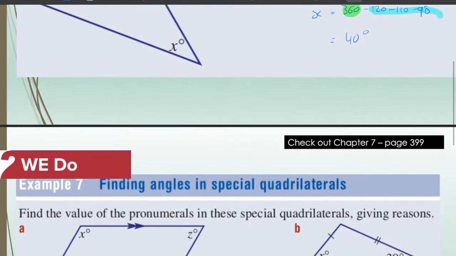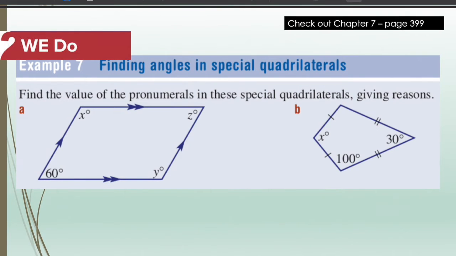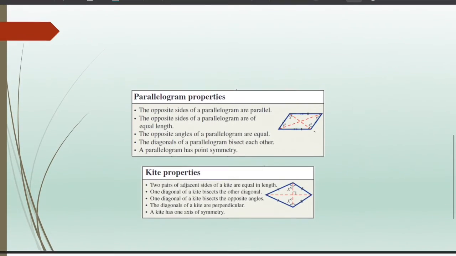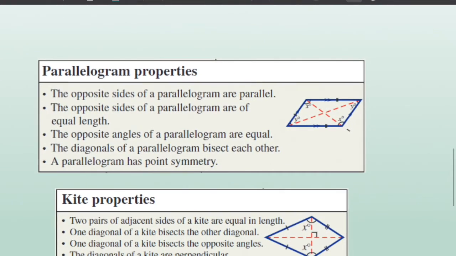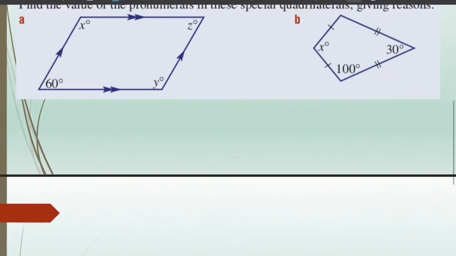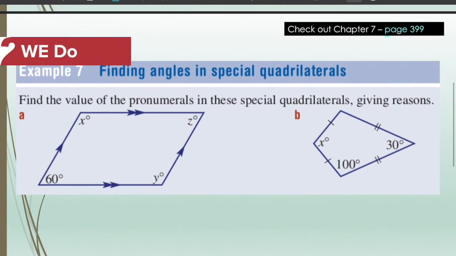Now, something we're also going to see a little bit of in this lesson is this. Find the value of the pronumerals in these special quadrilaterals and give reasons for why we're doing that. Now, there is a page in your textbook, 399, that has a lot of info like this on it. Properties of a parallelogram, properties of a kite, and we could use those properties to find out what all these letters are.